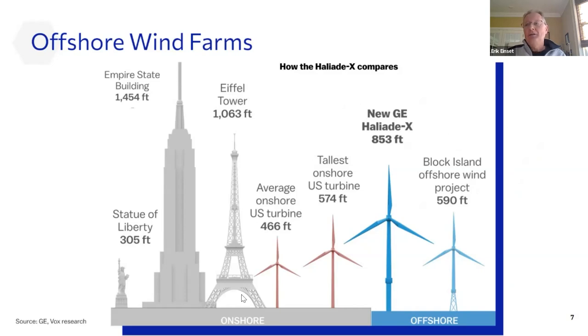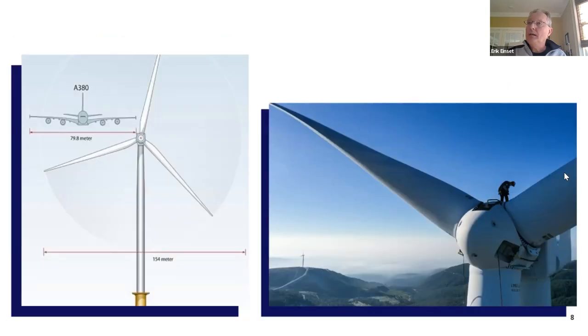I don't know if you have ever seen the Eiffel Tower or the Statue of Liberty, but you can get an idea of the scale of these things. They're very large turbines. The largest commercial aircraft in the world is the Airbus A380, and here you can see how big that is compared to these turbines. It really is amazing how large these turbines are.